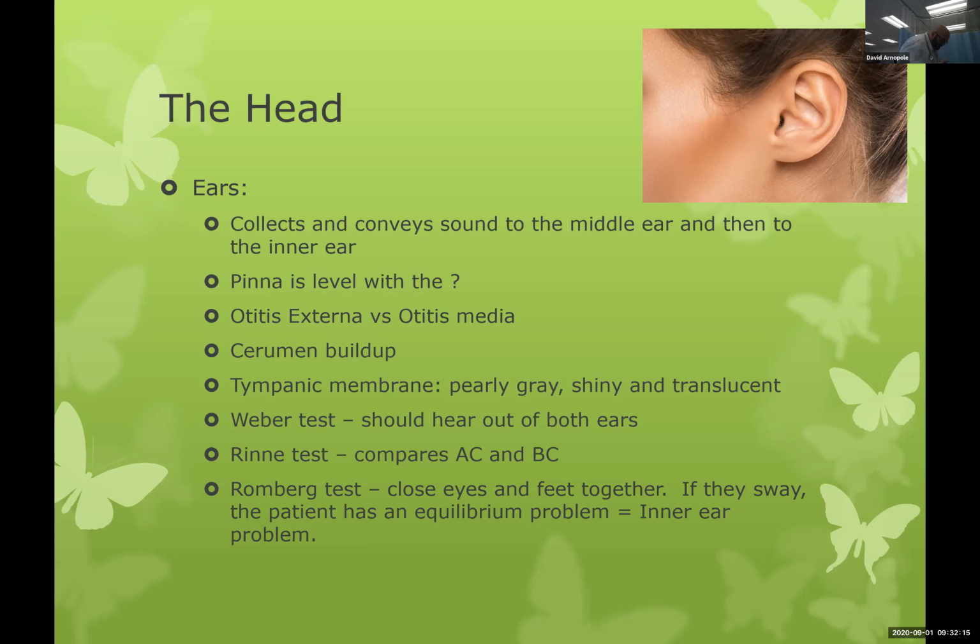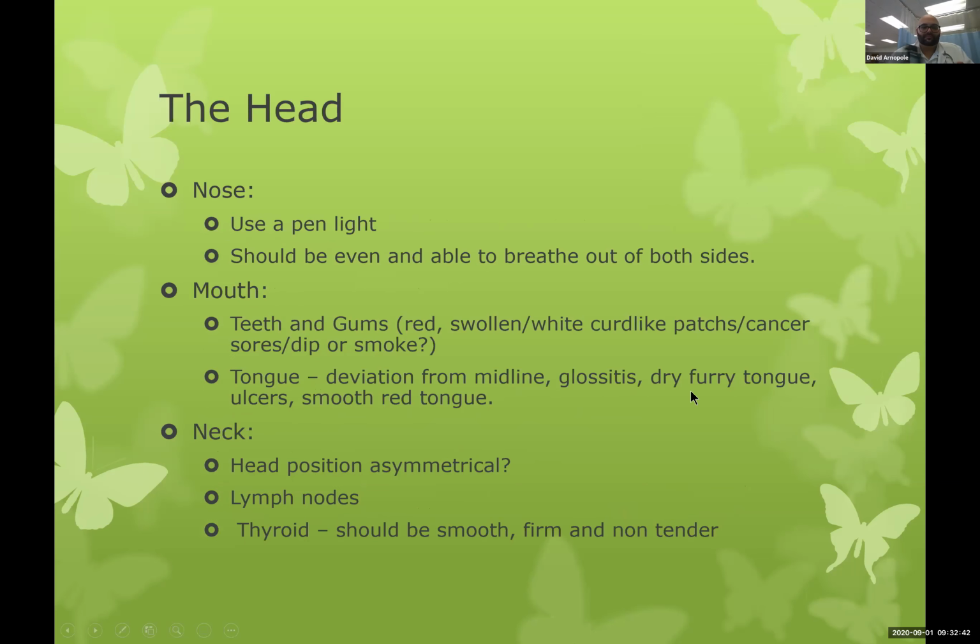Okay. The Romberg test, you have the patient stand, you have them put their hands to their side, and you have them close their eyes. And you have them raise their arms, and you have them stay there. If they begin to wobble, you need to be right there to make sure they don't fall. But if they begin to wobble, you know that they don't pass the Romberg test. There may be a problem with their ears because of their balance.